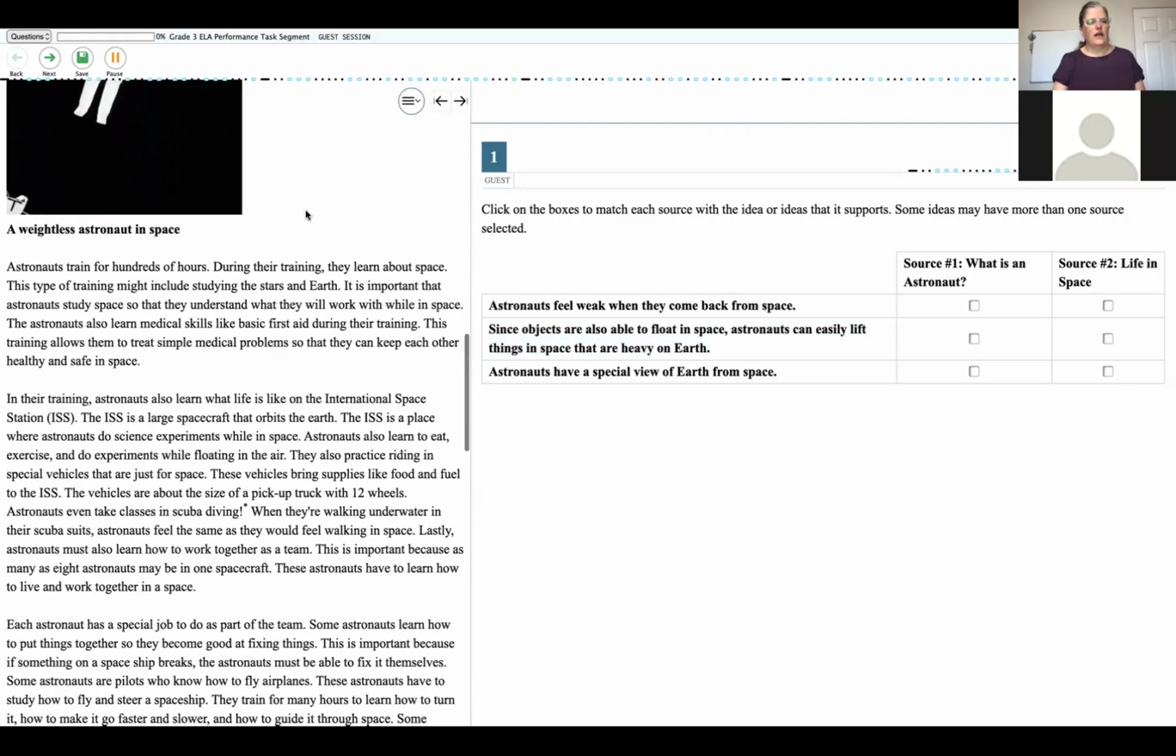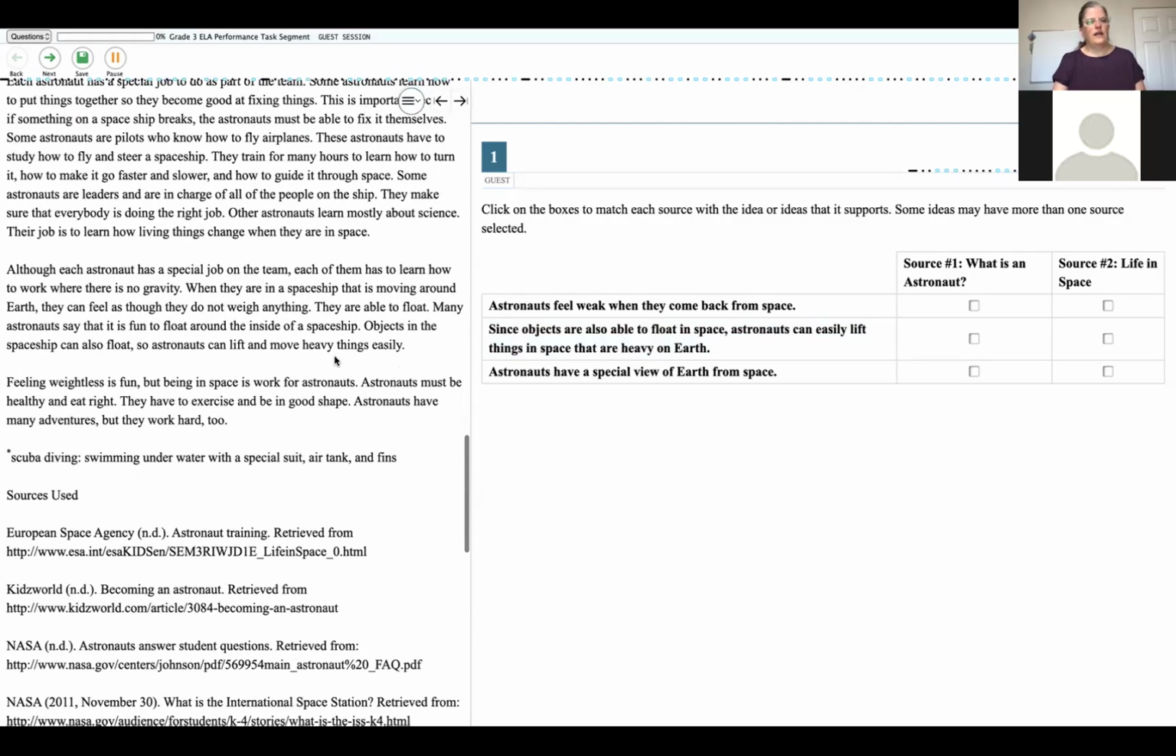Okay, good. Then if I scroll down to right here, do you see the sentence I put in blue? Go ahead and read that sentence to me. Objects in the spaceship can also float, so astronauts can lift and move heavy things easily. There you go. So that sentence supports this idea. It says, since objects are also able to float in space, astronauts can easily lift things in space that are heavy on Earth. Do you see how those are almost exactly the same? They're a little different, but they're really, really close. So that means that this was in the first article called What is an Astronaut? So I put a little check. I just click the box and it puts a check mark in it. So that one I found.